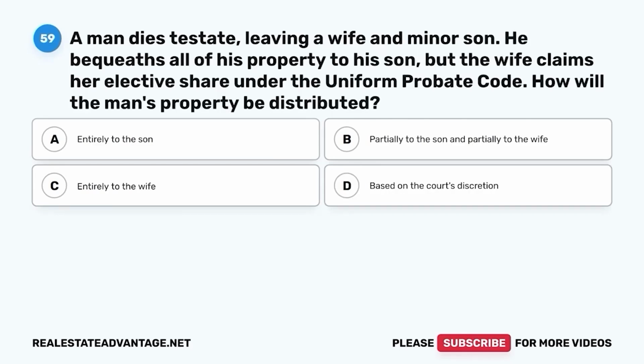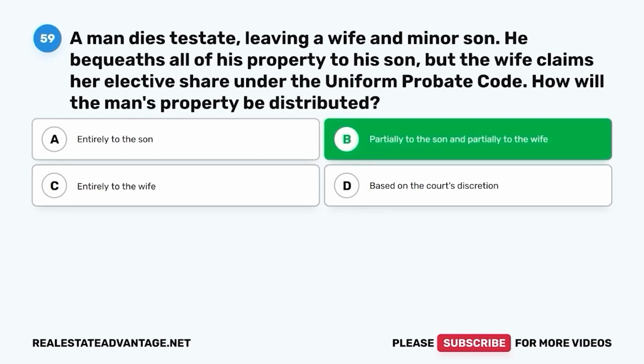He bequeaths all of his property to his son, but the wife claims her elective share under the Uniform Probate Code. How will the man's property be distributed? A, entirely to the son. B, partially to the son and partially to the wife. C, entirely to the wife. D, based on the court's discretion.